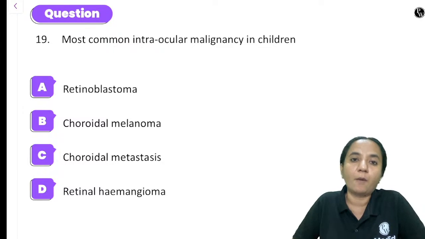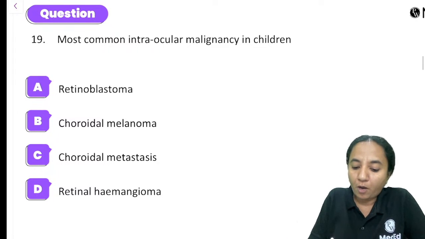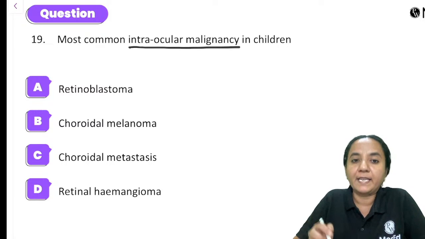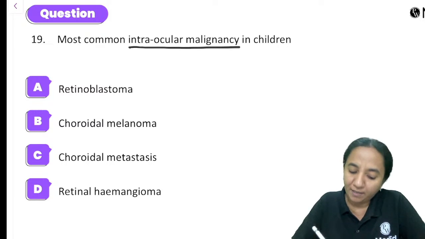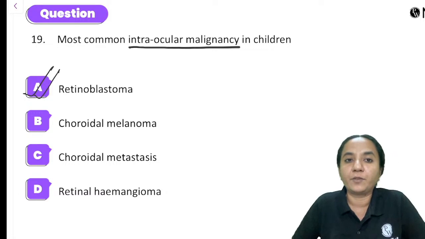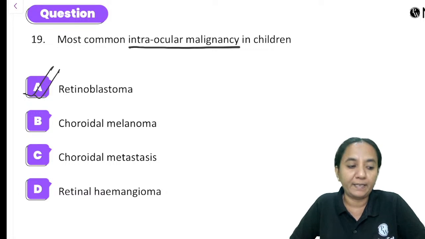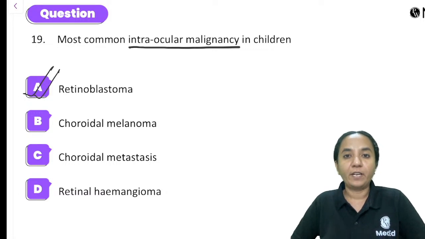What is the most common intraocular malignancy in a child? I think everybody knows this. Yes, the answer is retinoblastoma. The most common intraocular malignancy in a child is retinoblastoma.